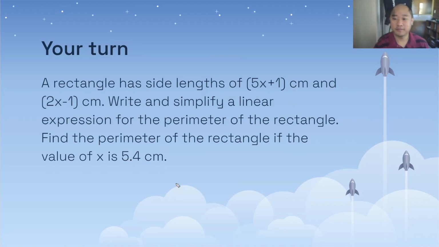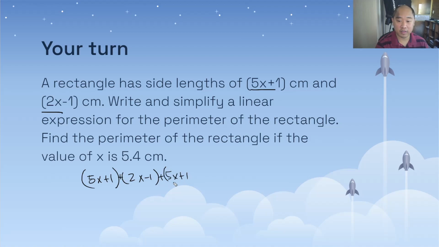Welcome back. So here we have a rectangle with the sides 5x plus 1 and 2x minus 1, right? Write and simplify a linear expression for the perimeter of the rectangle. The perimeter. So again, we're just going all the way around, right? So we're going to add these two. And then we're going to add 5x plus 1 again. And then we're going to add another 2x minus 1.